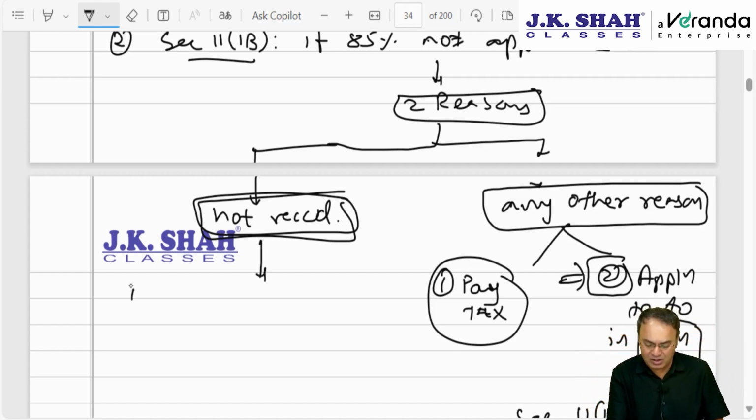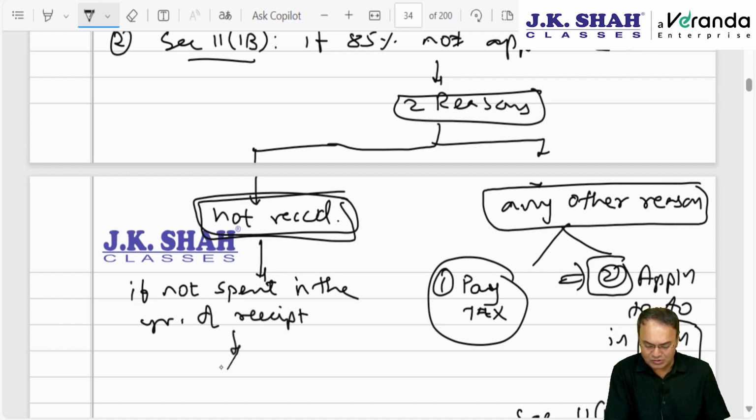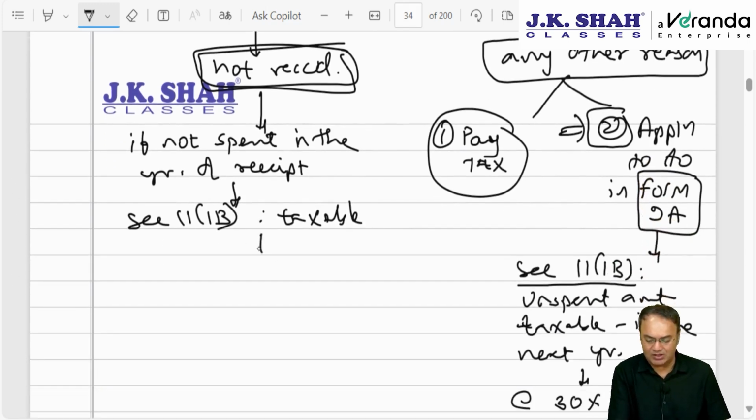Finally, if not spent in the year of receipt, then it will become taxable as per section 11 subsection 1(b). It will be taxable. Taxable at what rate? 11(1)(b) simply says taxable, but taxable at a flat rate of 30% under section 115BBI. It will be considered as a specified income.